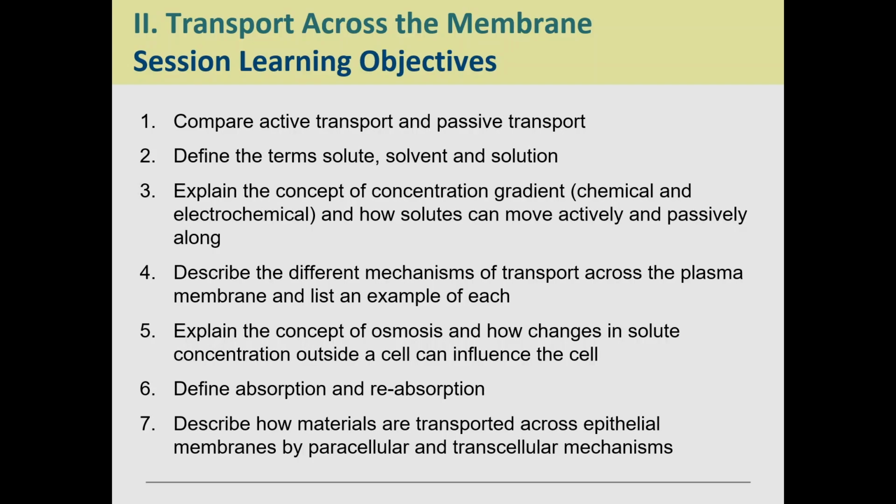We're going to talk about active versus passive transport. We're going to define some terms like solute, solvent, solution. We're going to talk about the concept of a concentration gradient, since that is extremely important in terms of how things move. We'll look into the mechanisms of transport across a membrane, look at some examples, and then get into osmosis and how solute concentration, or tonicity, of the environment outside of the cell influences the cell, get into absorption and reabsorption, and then how we get things across epithelial membranes through paracellular and transcellular mechanisms.